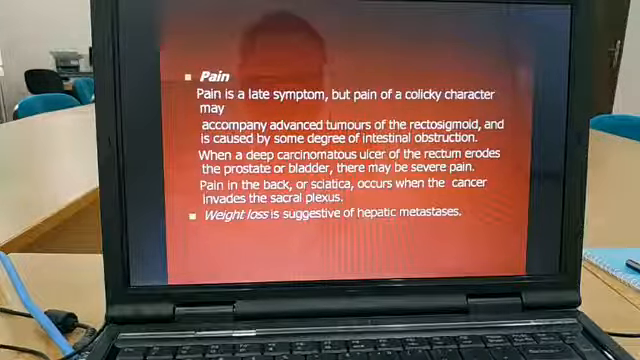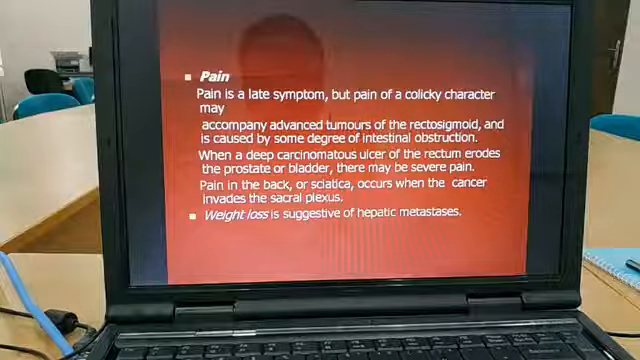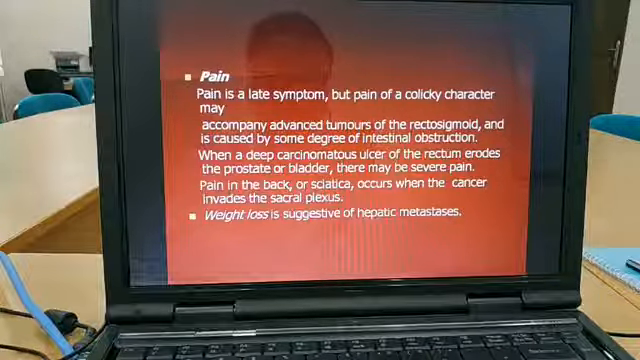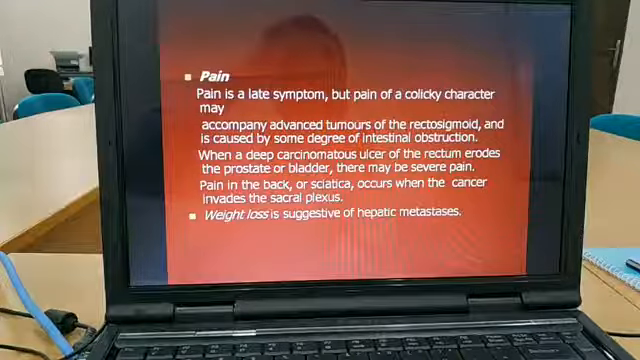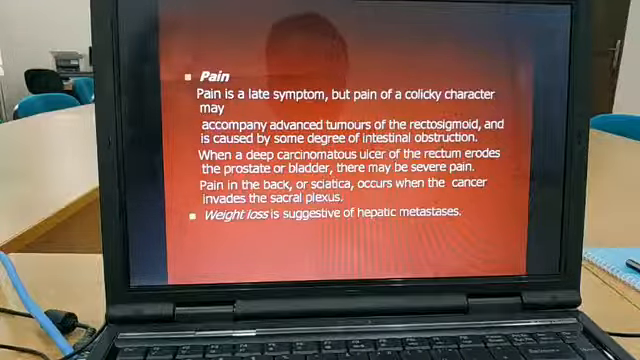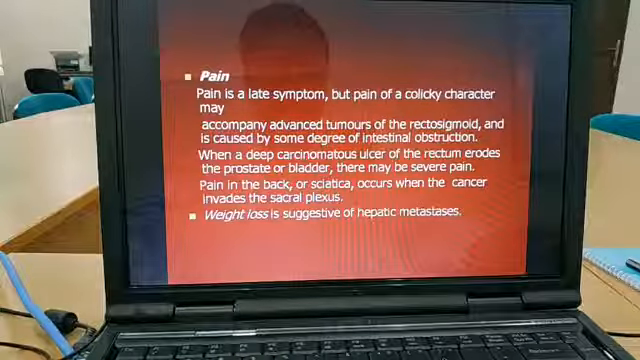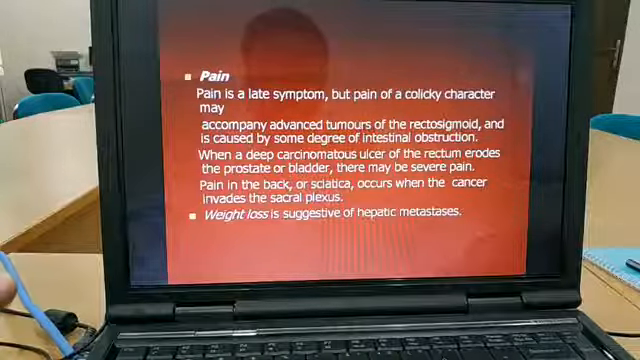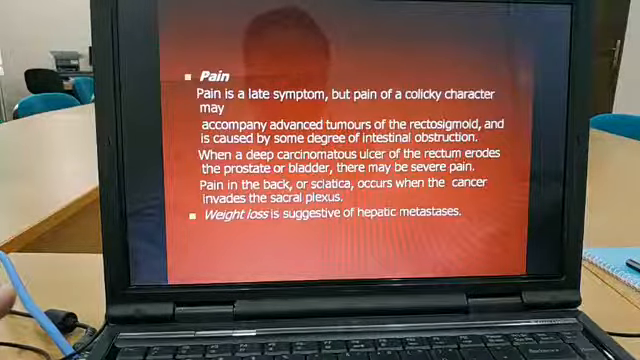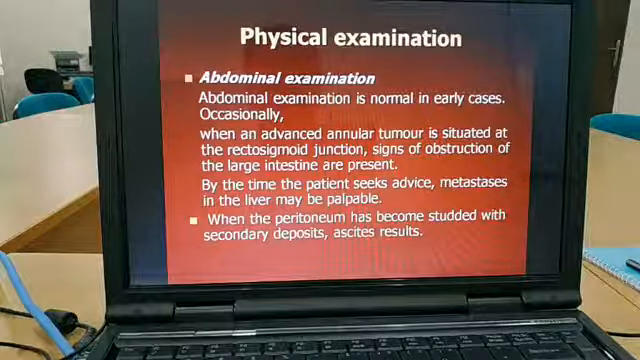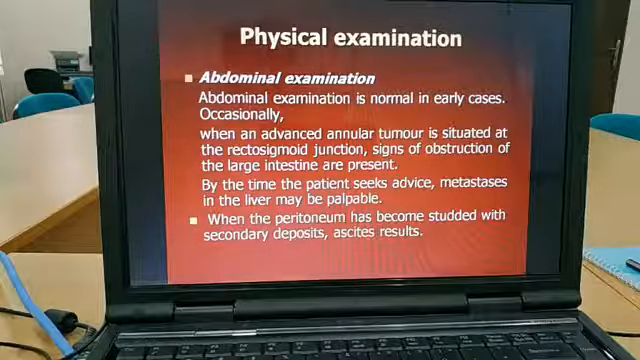Weight loss is suggestive of hepatic metastasis. In all malignancies there is weight loss. In case of carcinoma of the rectum or carcinoma of the colon, the extra thing is that if the patient has liver metastasis, hepatic metastasis, there is rapid weight loss. Now the physical examination is very, very important.